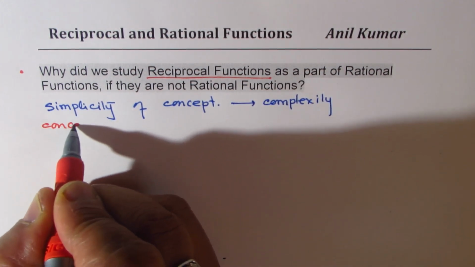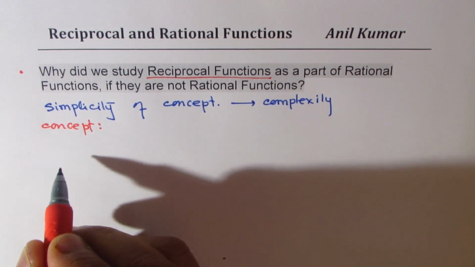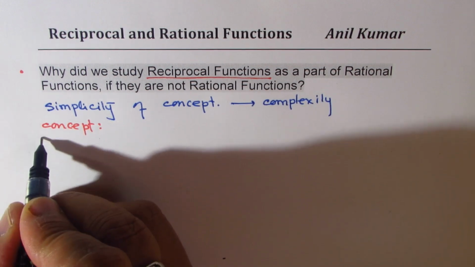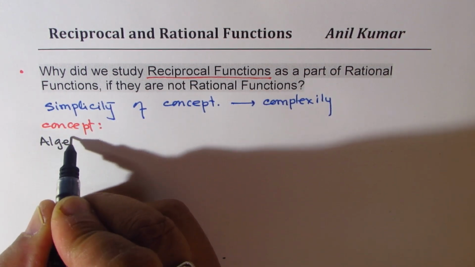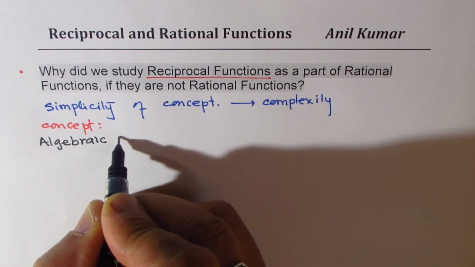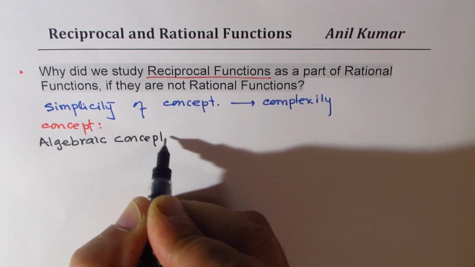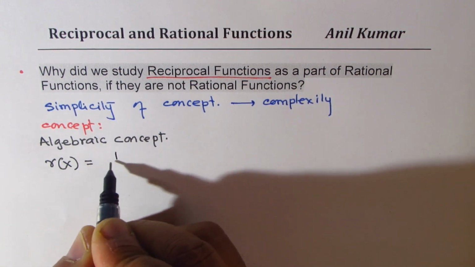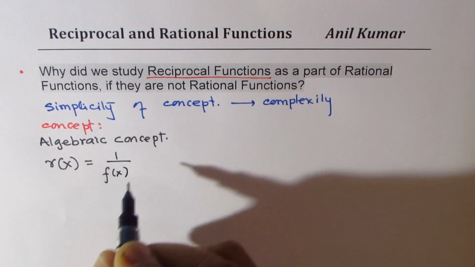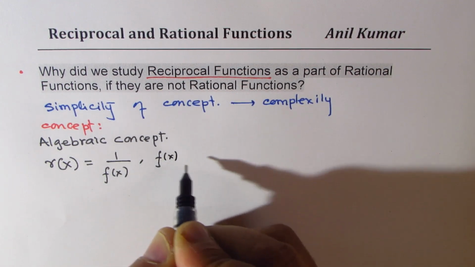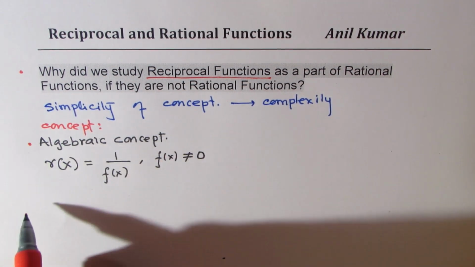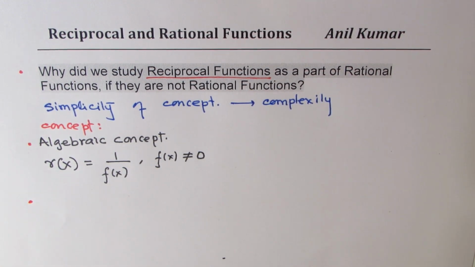concept, which is one, I should say, algebraic concept. That reciprocal function r of x is equal to 1 over f of x, where f of x is not equal to 0. So that is the algebraic concept, right? The other concept is about the characteristics.